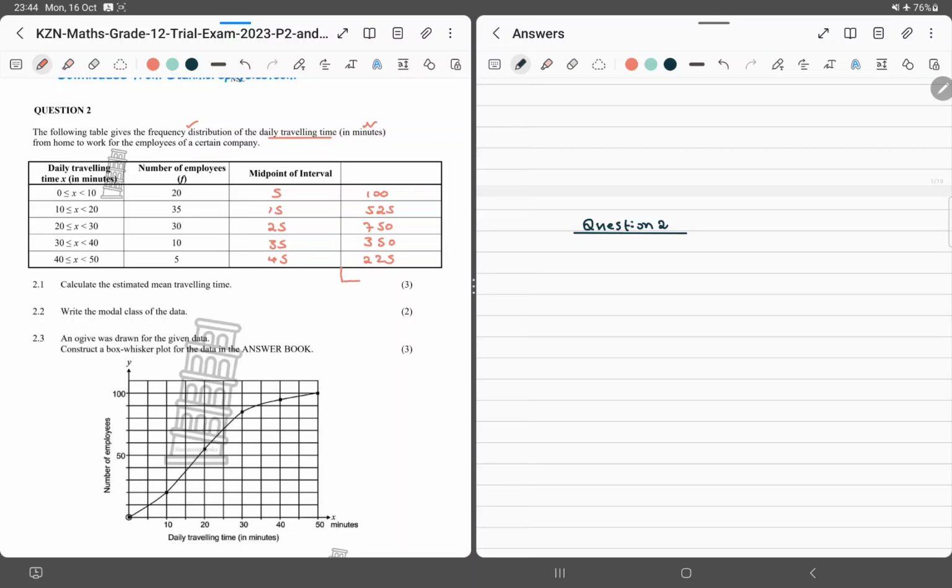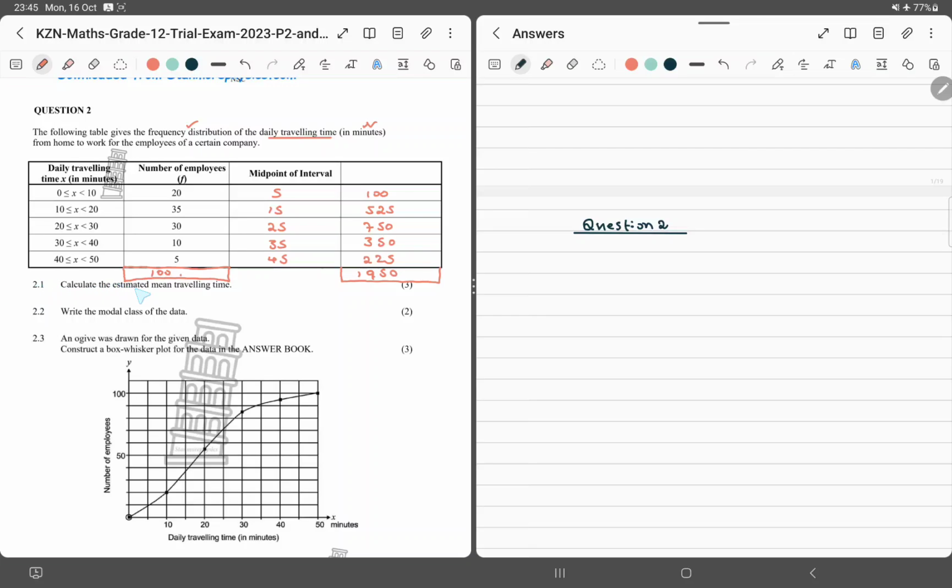And then of course we need the totals. Right, what would be that total? 225 plus 350 plus 750 plus 525 plus 100 gives us a 1950. Okay, and we also need the total here of the frequencies. How many are these dudes? So this is going to be 20 plus 35 plus 30 plus 10 plus 5. That's 100 people. Okay, so great. This table, you just fill it up without wasting time.